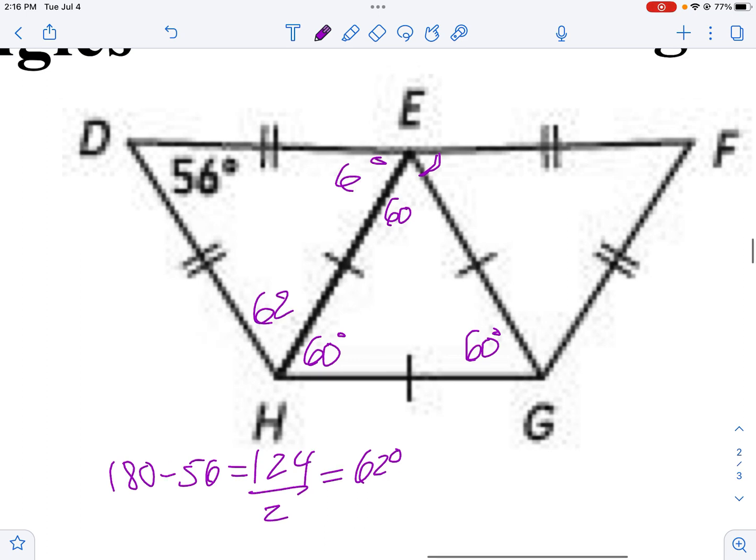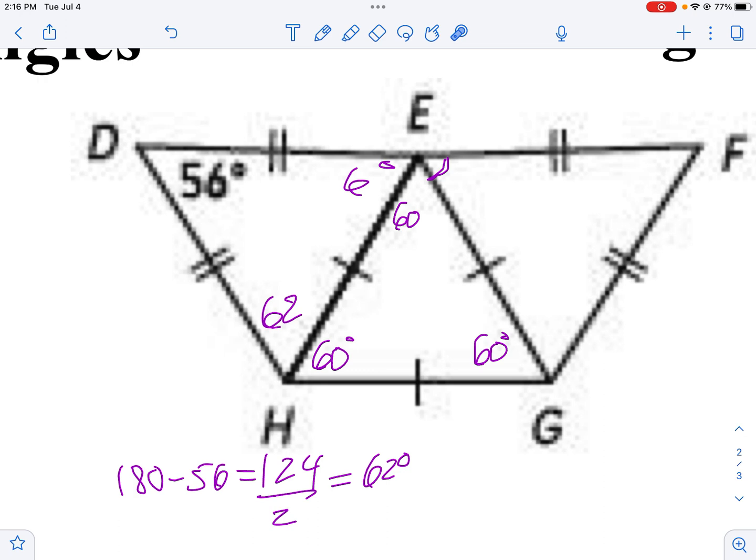And then the other thing I notice is, whoops, my 2 disappeared on me, is DEH and FEG, they're congruent because of side, side, side. So in other words, angle D corresponds to angle F, so angle F is 56 degrees. And so the answer to my question, angle FEG, is 62 degrees.